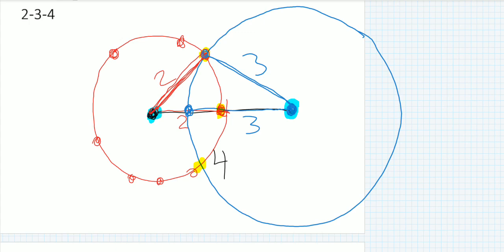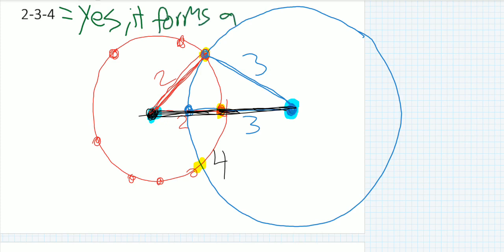And if you notice, that'll create a triangle with the initial black line, which I know you can't see, but it's right there. So what this means is that this will create a triangle. Yes, it forms a triangle, because we can think of it as moving the segment around to a point where it'll actually intersect with the other one.